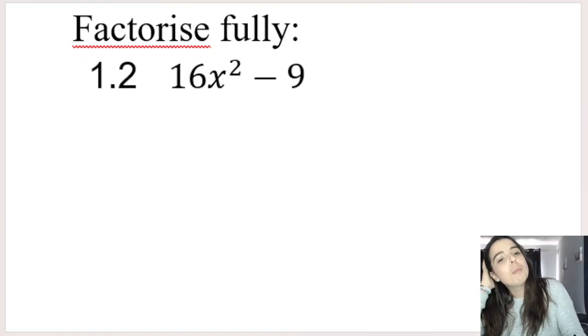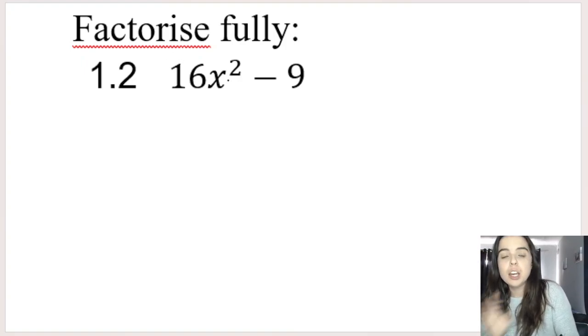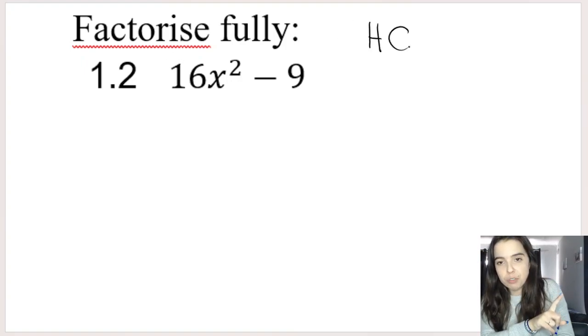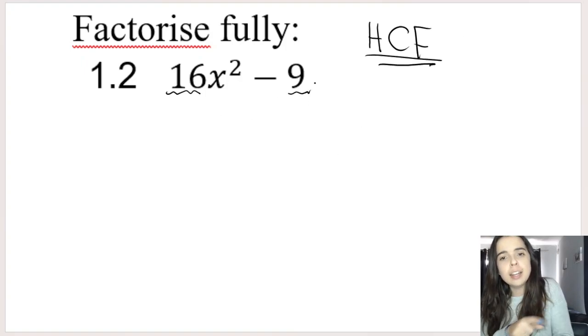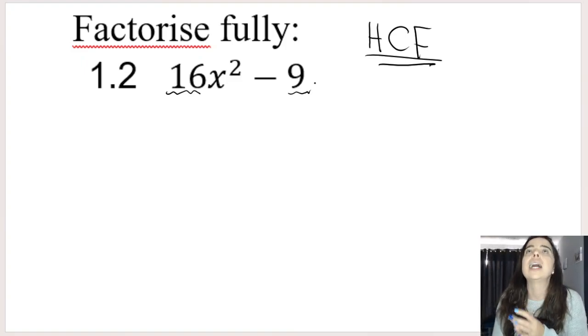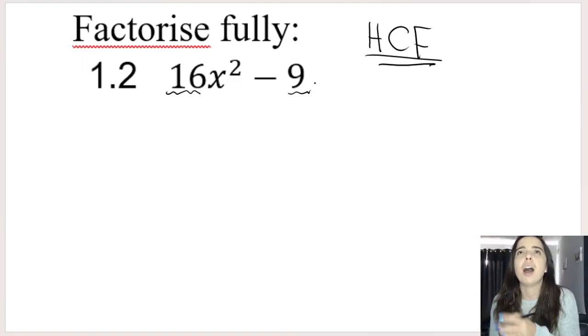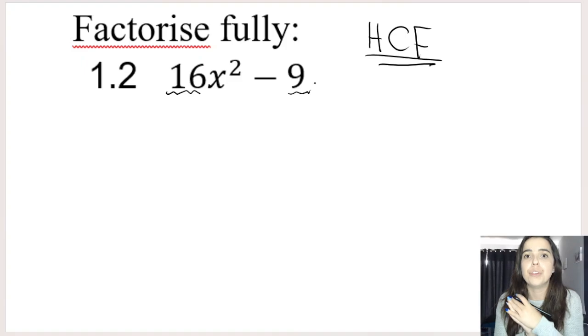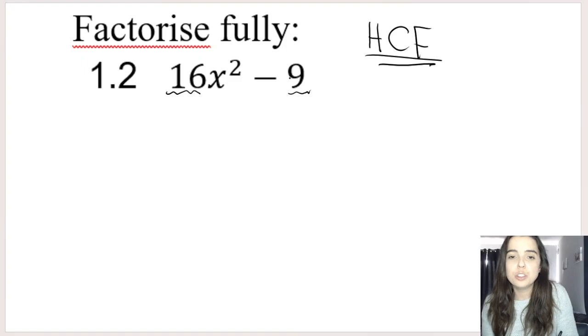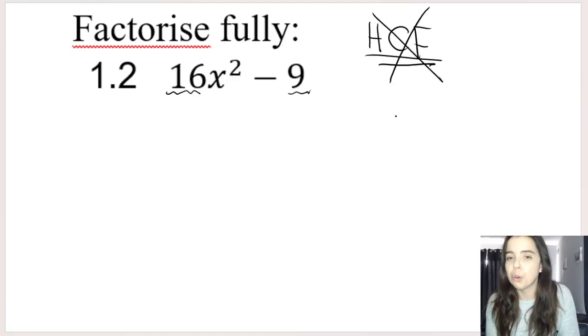My next question, 1.2, again, it says factorize fully. My first step is always to ask myself, can I take out a highest common factor? Remember, we have to look at the big numbers, the coefficients, 16 and 9. Are there any numbers I can divide into 16 and 9 without a remainder? No. Okay. Then we see, can I take out an x? No, because my second term doesn't have an x. So highest common factor does not work.